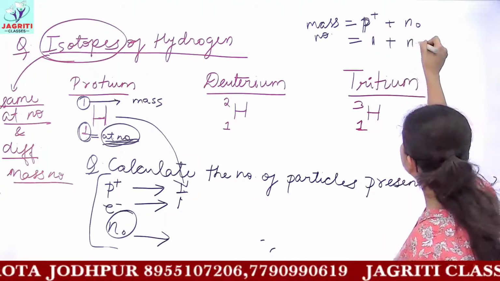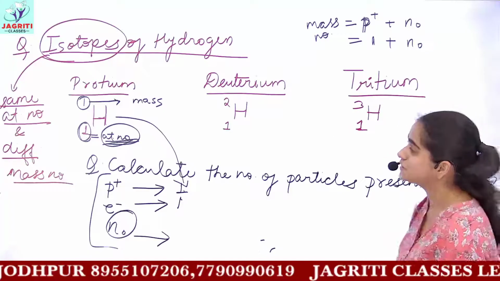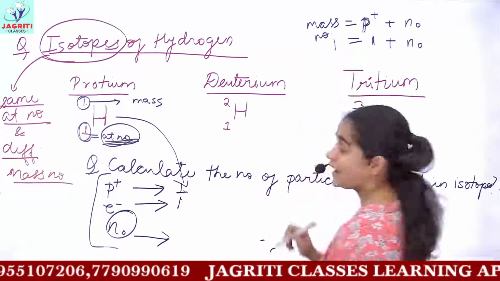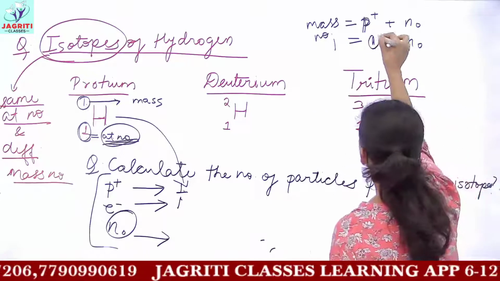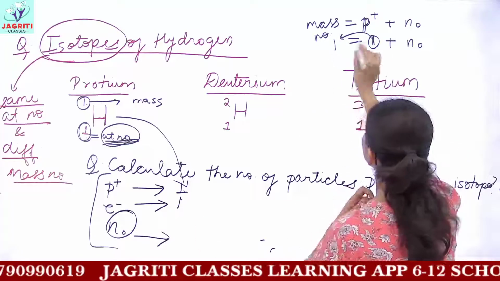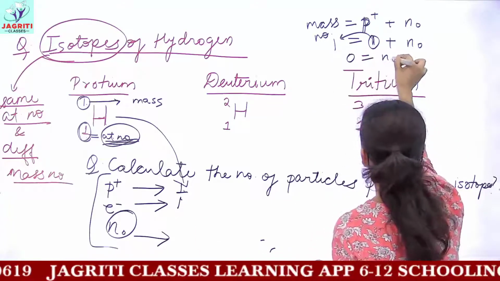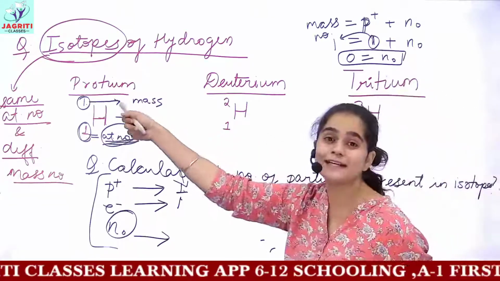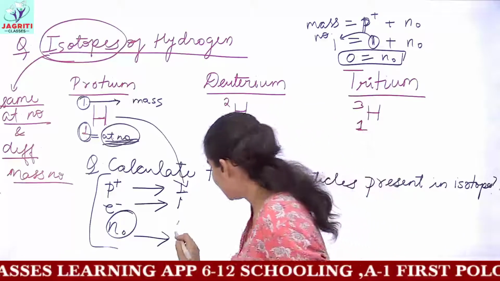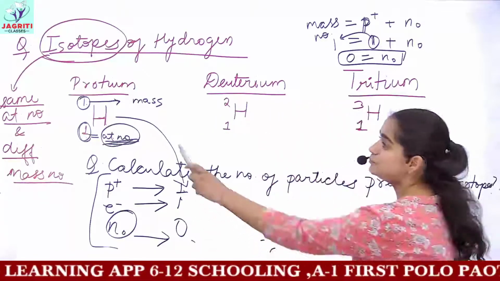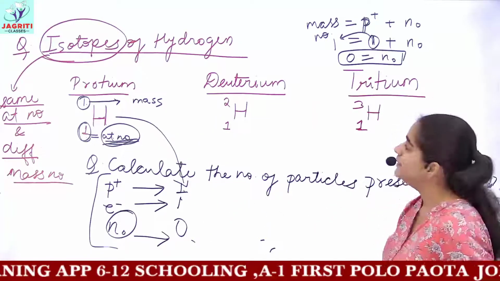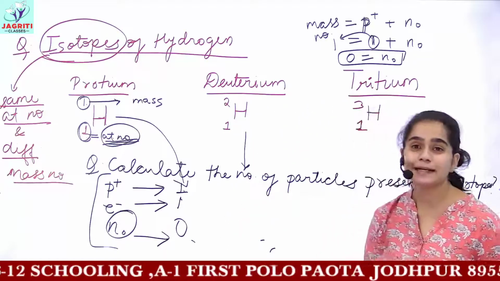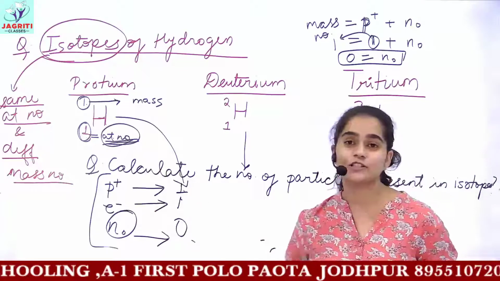And you have to find the number of neutrons. The mass number given is also 1. So bringing the 1 to the left hand side, you get 1 minus 1 gives you 0. So you have 0 neutrons in this isotope, that is in protium. So the number of neutrons in protium would be 0. Next, coming to deuterium. Can you find the subatomic particles present, protons, electrons and neutrons?